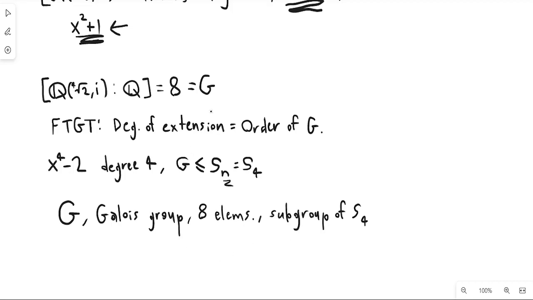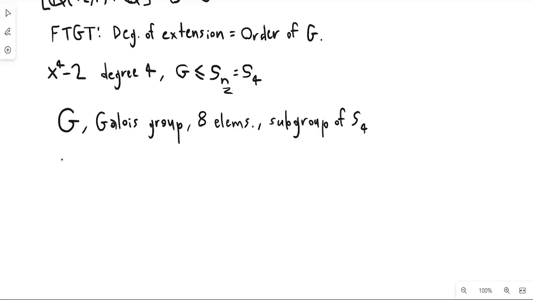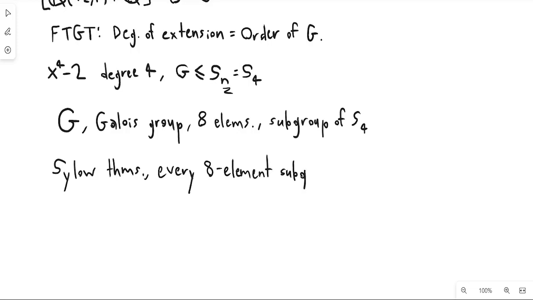Okay, so now we just want to ask, what are the 8-element subgroups of S4? And I won't get too much into this for time reasons, but there are certain things that we know about 8-element subgroups of S4. Specifically, we have the Sylow theorems. And using the Sylow theorems, you can prove that every 8-element subgroup of S4 is isomorphic. Okay, so if I have any 2 subgroups of S4 that have 8 elements, they have to be isomorphic to each other. This is to do with 8-element subgroups being what are called maximal 2-subgroups.